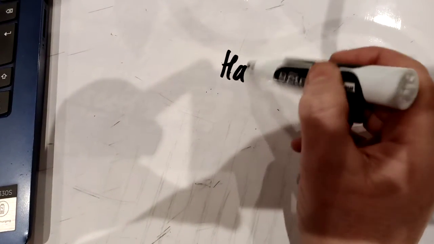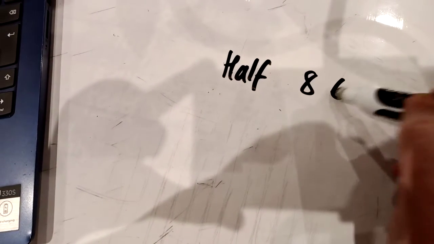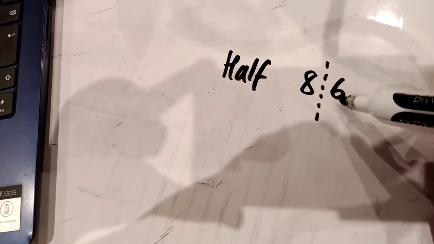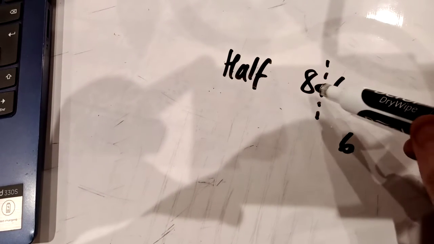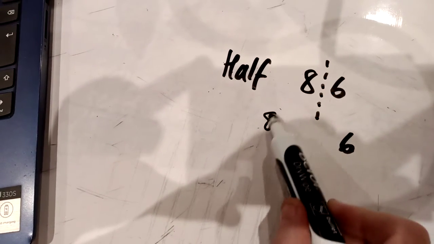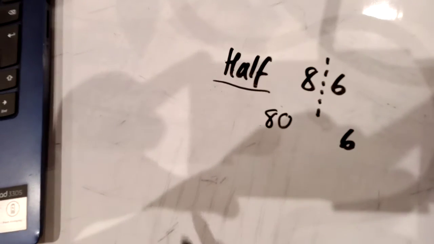Okay. Same strategy sort of for halving. So we need to find half of a number like 86. So we partition it. We know that the 6 is a 6 and the 8 looks like an 8, but it's not, is it? It's an 80. And when we halve things, we've got to chop them into 2 equal parts.